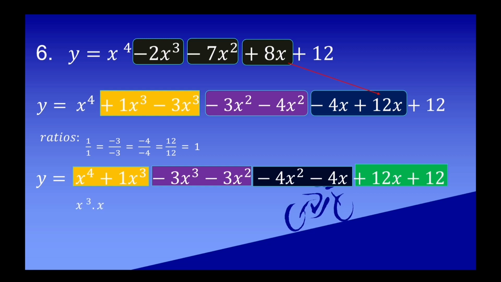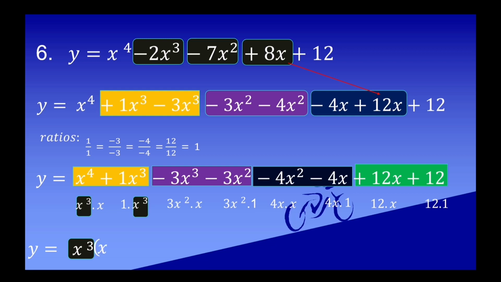So our first two terms, the factor of x raised to 4, that is x cubed times x. Then 1x cubed is a product of 1 and x cubed. Then the third, 3x squared times x. Then the fourth one, 3x squared times 1. Then 4x times x, 4x times 1, 12x, and 12 times 1. So since the greatest common factor, or GCF, of the first two terms is x cubed, having the same variable and exponent, take it down, x cubed, then the remaining x plus 1.